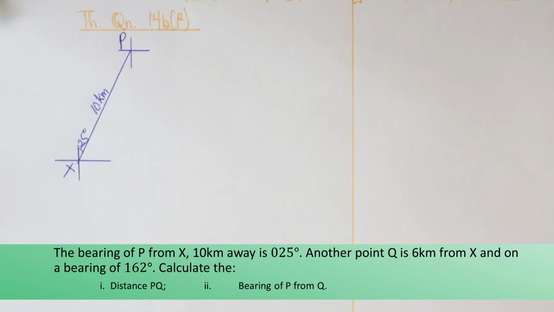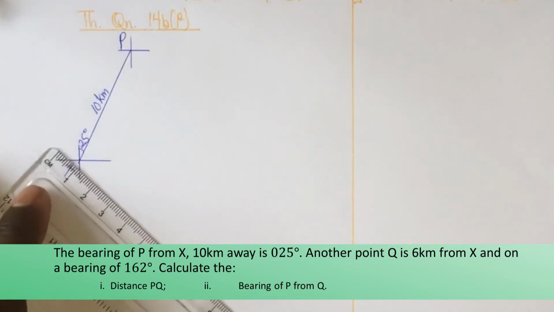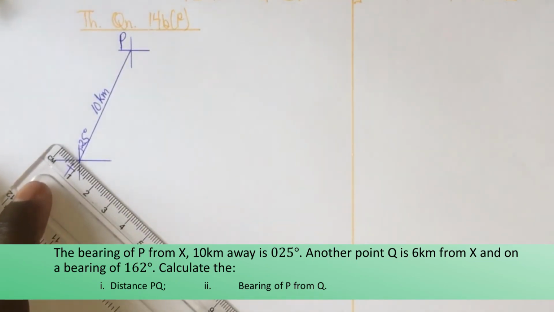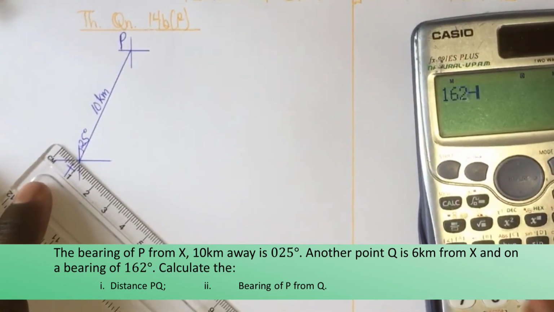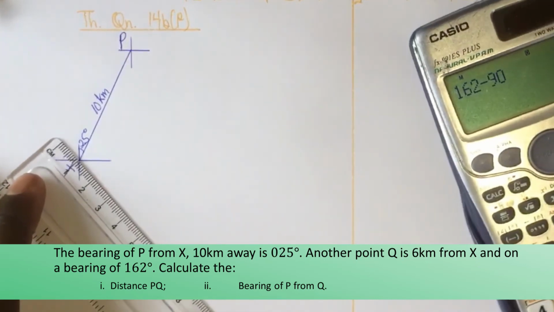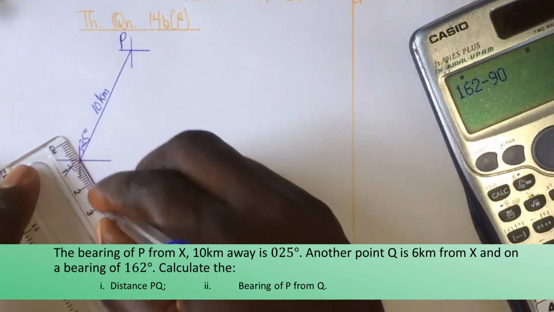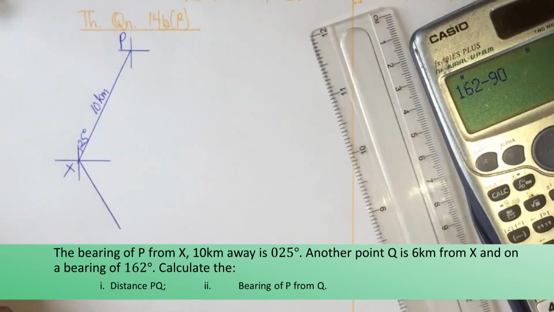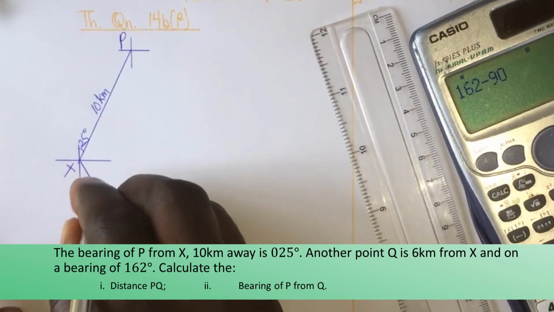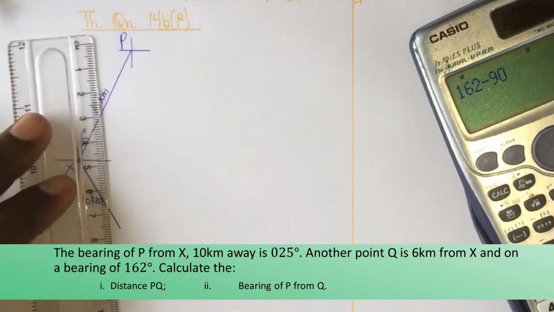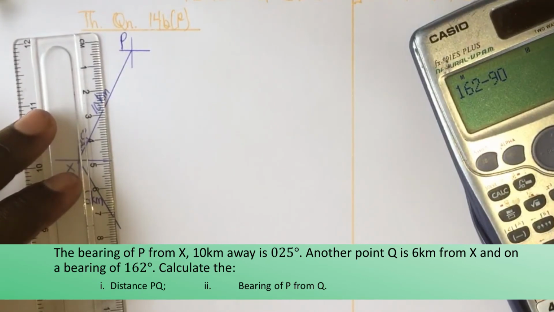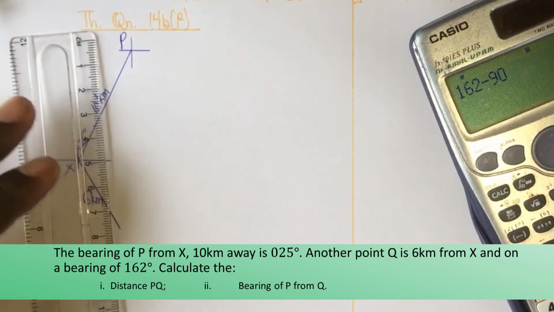Another point Q is 6 kilometers from X. So point Q is 6 kilometers from X, and it's on a bearing of 162 degrees. So 162 minus 90 is giving me 72. So 72, come around this place, but the length is 6 kilometers. So I calculate the distance PQ, II, bearing of P from Q.